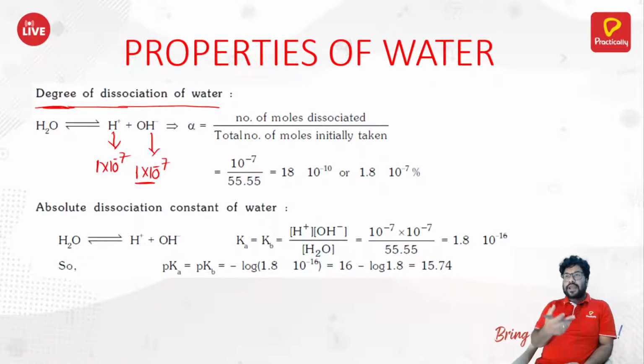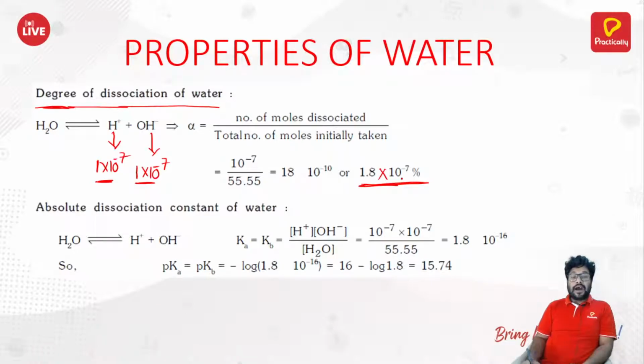Now, since you have taken a 1 mole solution of water, the total number of moles taken is 55.55. Remember, we found it out in the very first slide, right? So the number of moles dissociated is 10 raised to minus 7. That is what it is all about. So 10 raised to minus 7 divided by 55.55, you ultimately get 1.8 into 10 raised to minus 7 percent.